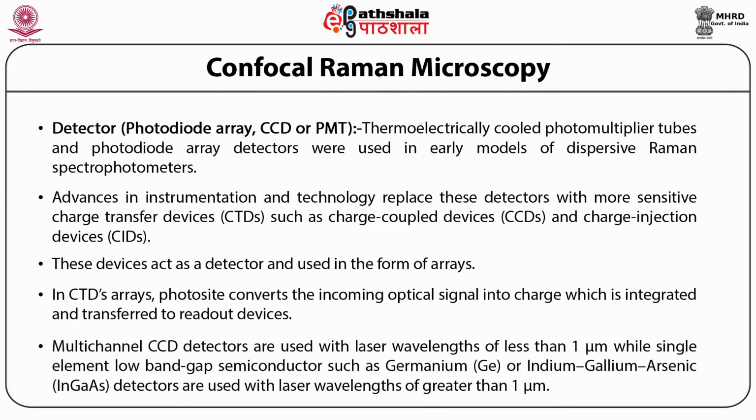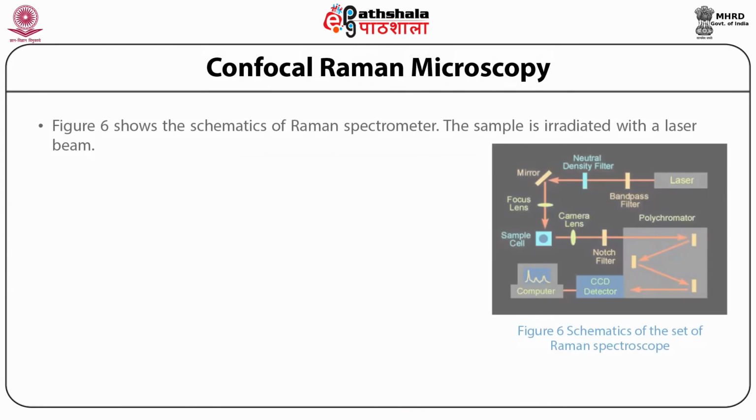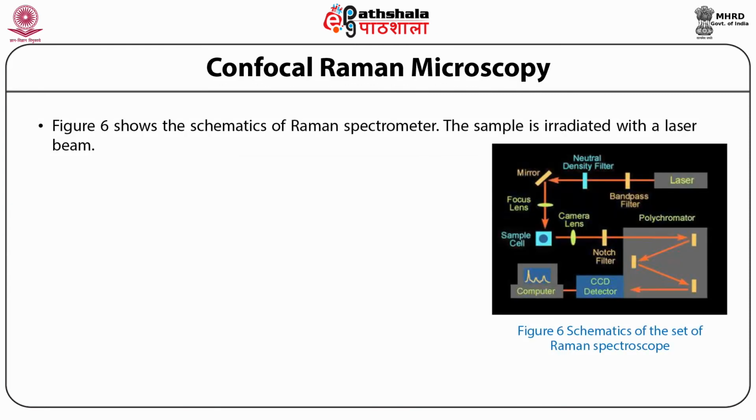Multi-channel CCD detectors are used with laser wavelengths of less than 1 micron, while single-element low-bandgap semiconductors such as germanium or indium gallium arsenide detectors are used with laser wavelengths of greater than 1 micrometer. Figure 6 shows the schematic of a Raman spectrometer.